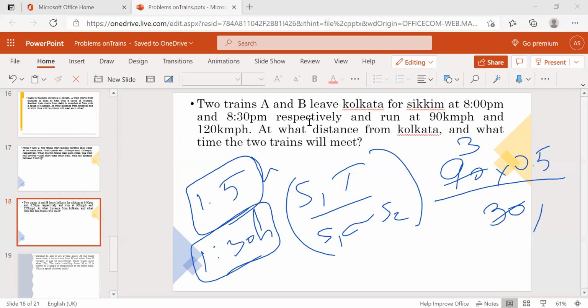After 1.5 hours, you need to consider the time when the second train started. So 8:30 plus 1.5 hours is 10 p.m. At 10 p.m. they will meet each other. And the time taken is 1.5 hours. Okay, is it clear? So this is the thing.